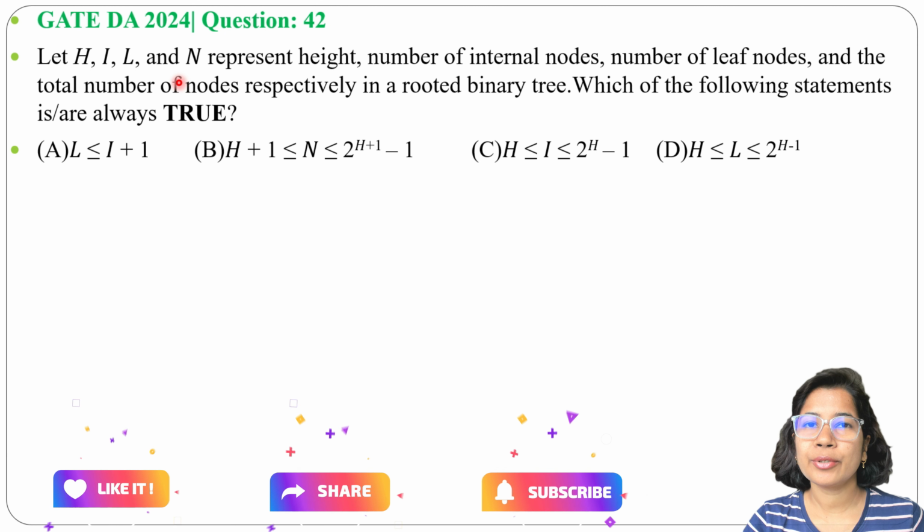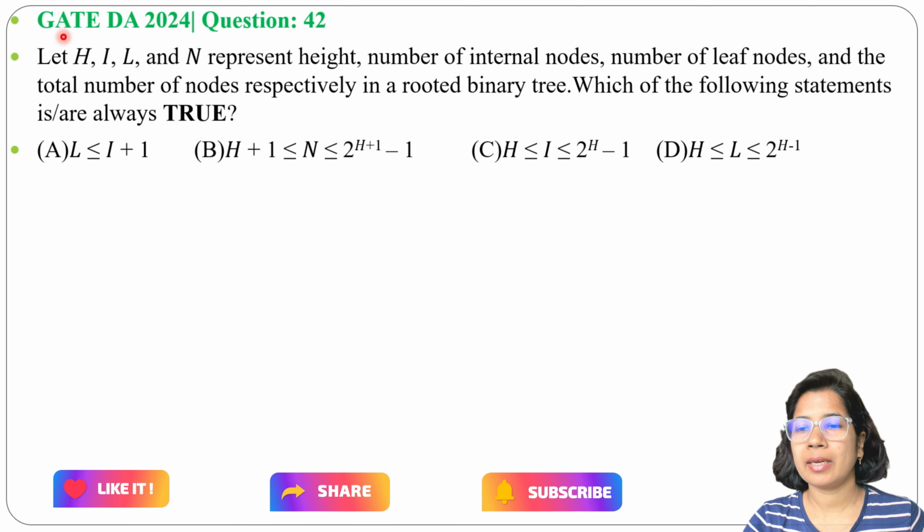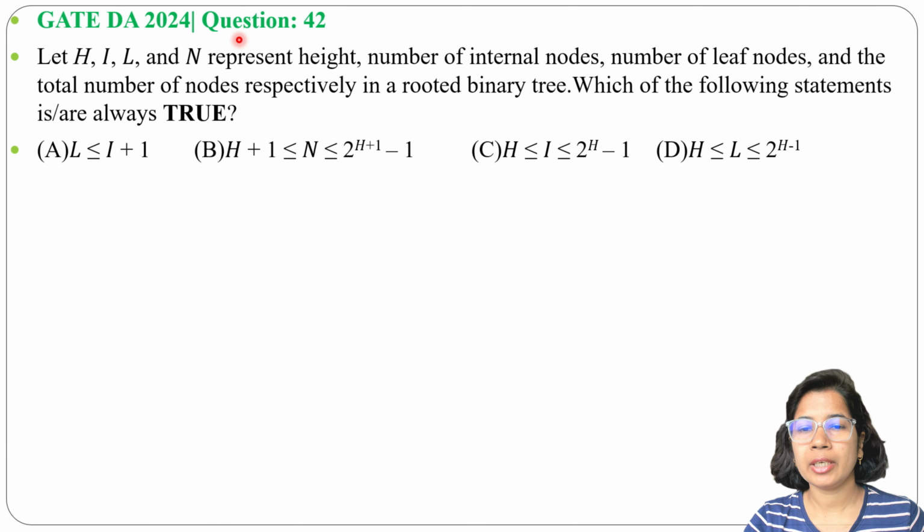Let's solve one previous question of binary tree. This question was asked in GATE DA 2024, question number 42. Let H, I, L and N represent height, number of internal nodes, number of leaf nodes and the total number of nodes respectively in a rooted binary tree. Which of the following statements is or are always true?